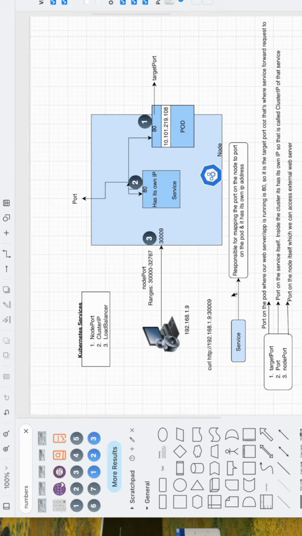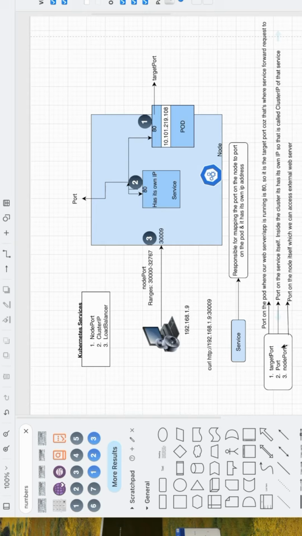Target port, in the sense, is the port on the pod where our web service or app is running, which is 80. Here 80, right? It is not a mandatory field even if you are not specifying. Within the cluster, the service itself makes it 80, because within the service it will be 80. So by default it makes 80 the target port even if you are not specifying it. Even this node port is also not mandatory. Within the node port range, any available port it will take for communicating with the backend service.